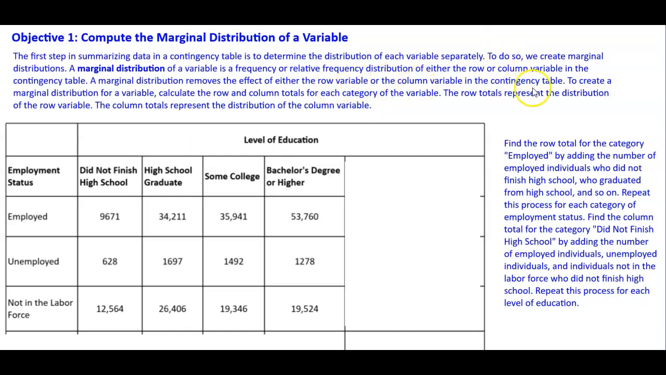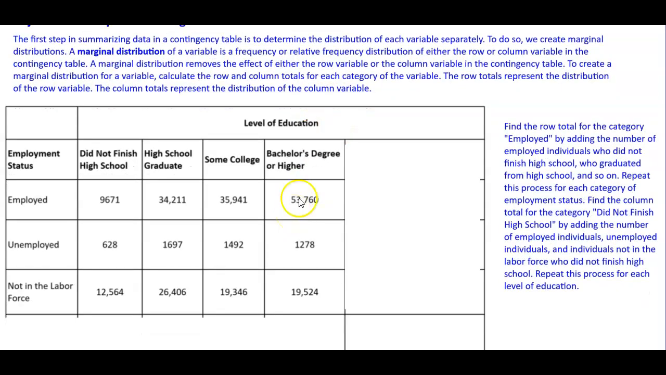A marginal distribution removes the effect of either the row variable or the column variable in the contingency table. To create a marginal distribution for a variable, we're going to calculate the row and column totals for each category of the variable. The row totals represent the distribution of the row variable, and the column totals represent the distribution of the column variable. Okay, so let's take a look at the row.